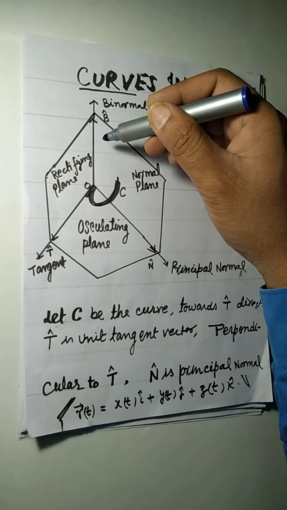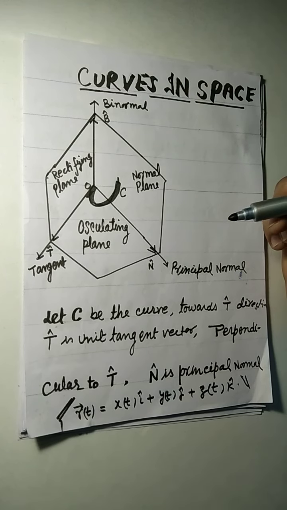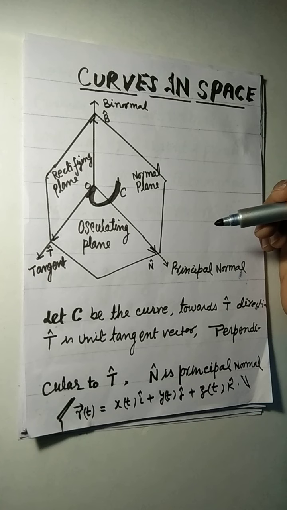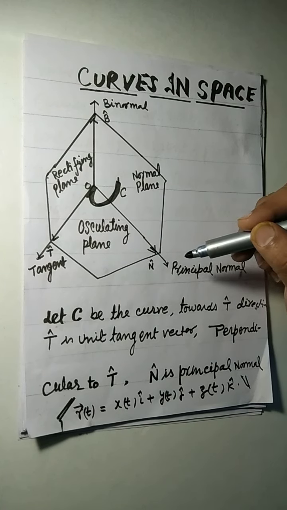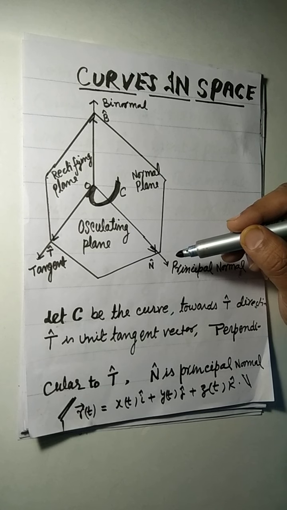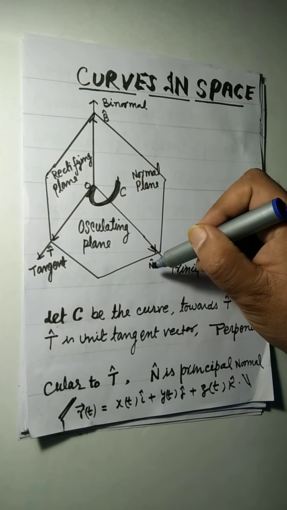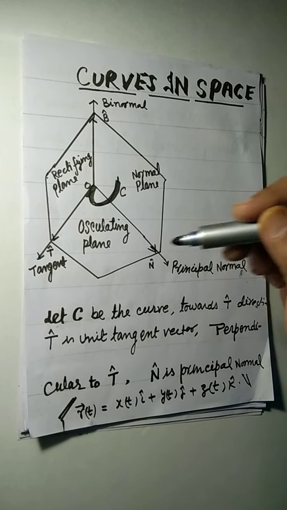Similarly, the plane between b cap and n cap is the normal plane, and the plane between tangent t cap and n cap is the osculating plane.